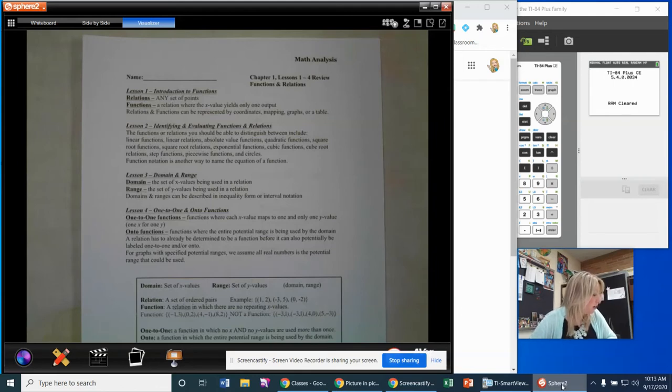Domain and range. So x values being used are your domain and the y values being used are your range. So you had a couple of little matchy activities for those guys. They should be in good shape.